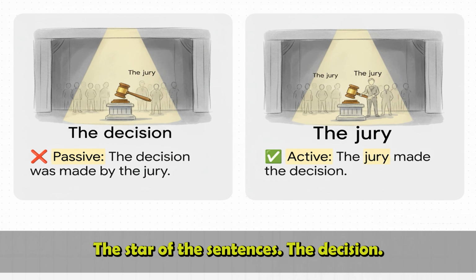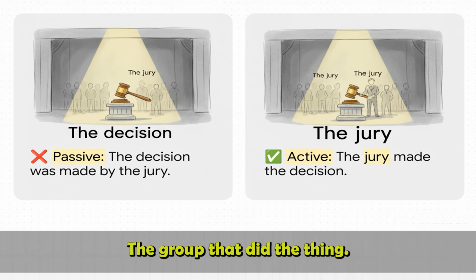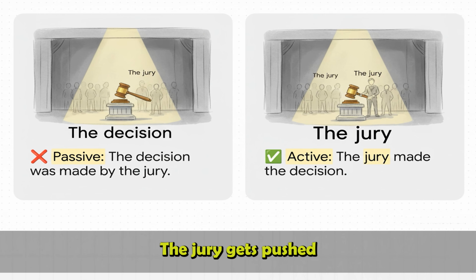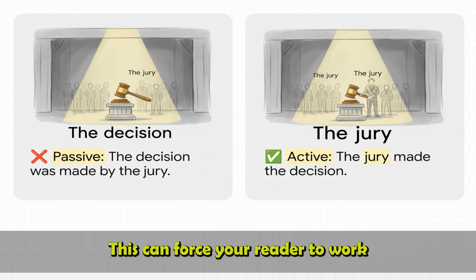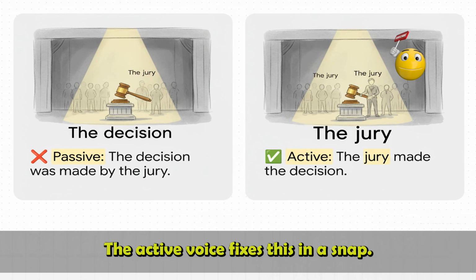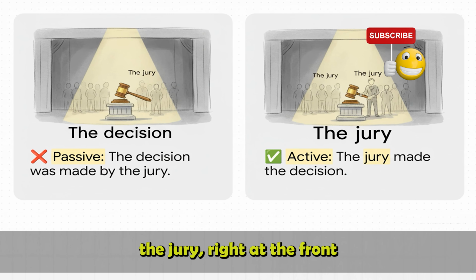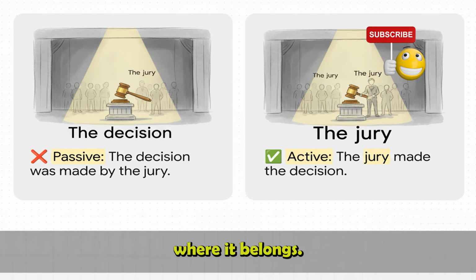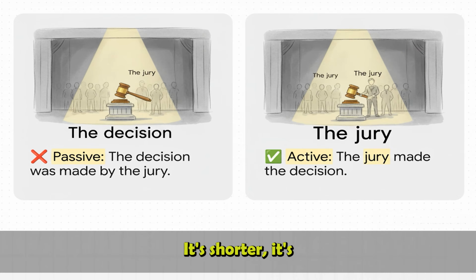The star of the sentence is the decision. The real actor, the group that did the thing, the jury, gets pushed to the very end of the sentence, almost like an afterthought. This can force your reader to work a little bit harder to figure out who did what. The active voice fixes this in a snap. You simply put the subject, the jury, right at the front where it belongs. The jury made the decision. It's shorter, it's clearer, it's more direct, and it just sounds so much more confident.